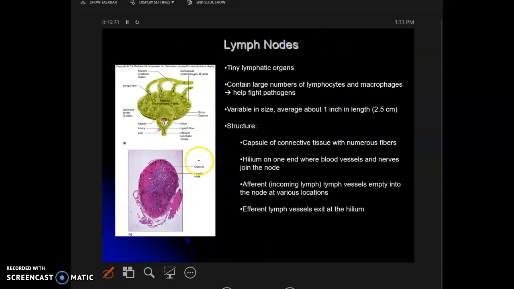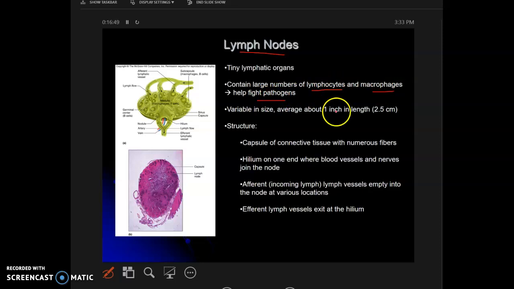Lymph nodes. Now, as the lymph capillaries are flowing through the lymph vessels, you have lymph nodes. These are tiny lymphatic organs, and they contain, what do they contain? Lymphocytes and macrophages. Go back and think about what lymphocytes and macrophages are. Macrophage is phagocytic. Lymphocytes will help fight pathogens.